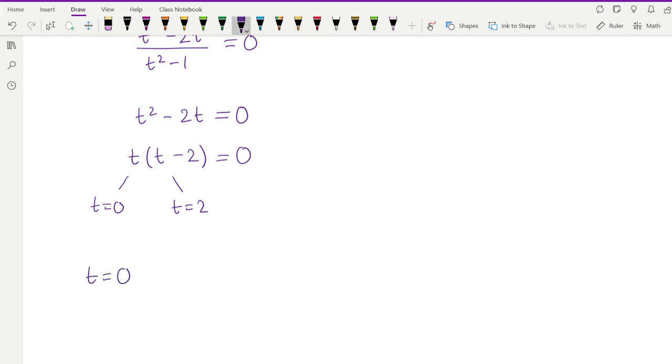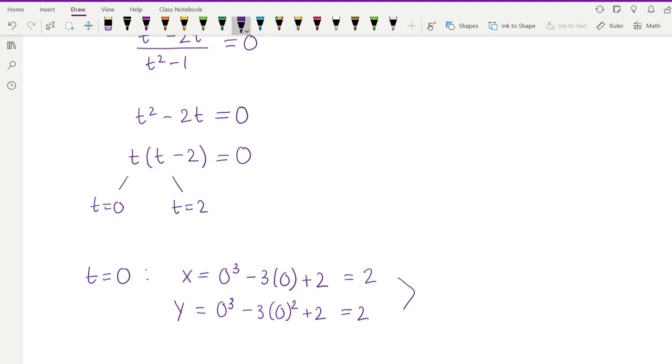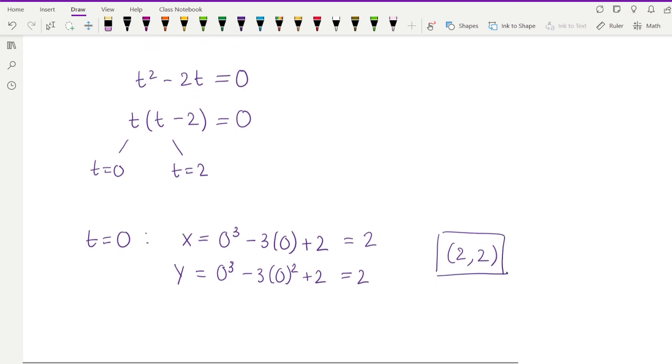So when t is equal to 0, we have x is equal to, just looking at my sheet here so I don't have to write it or scroll back up, t cubed, so it's going to be 0 cubed minus 3 times 0 plus 2. And then y is equal to t cubed minus 3t squared plus 2, so 0 cubed minus 3 times 0 squared plus 2. So for the first one, we get 2. For the second one, we get 2. And so that tells us that one of the points (x, y) where this graph has a horizontal tangent line is at the point (2, 2).